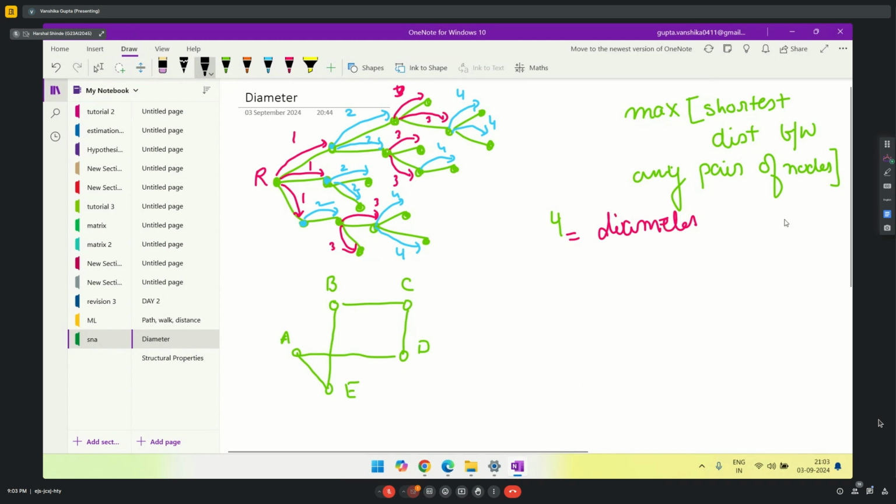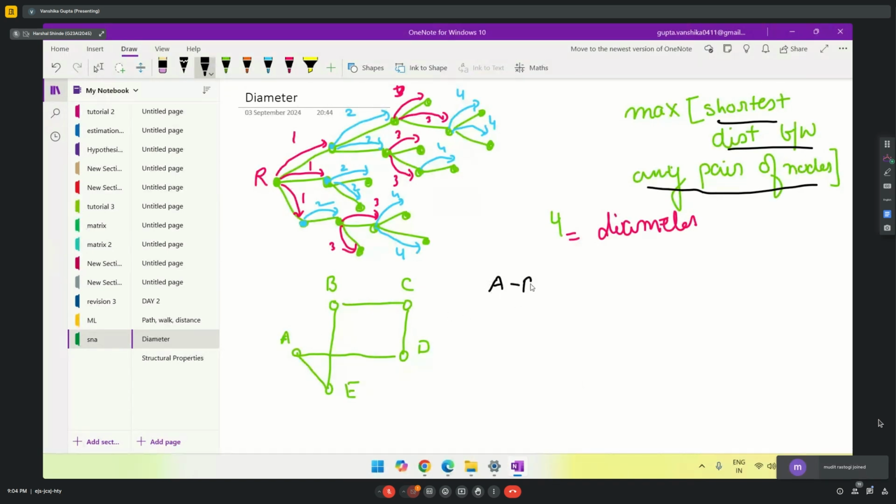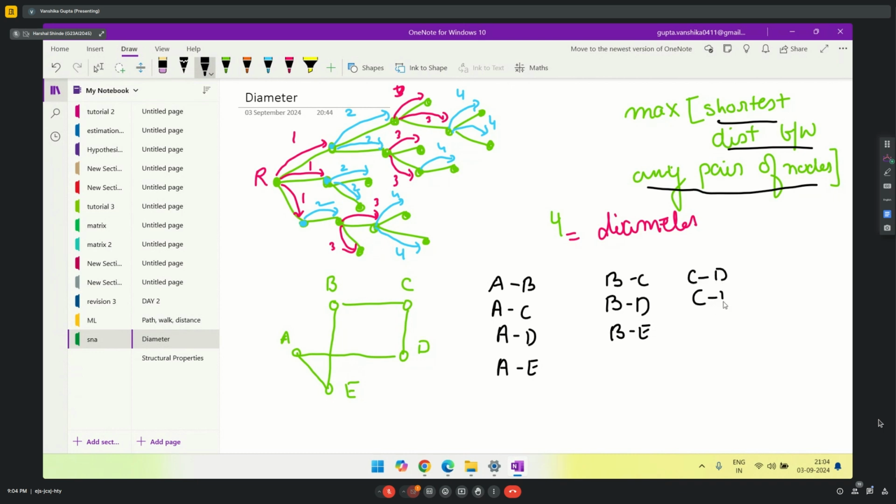I'll use the definition that I have given before. First, I need to calculate the shortest distance between all pairs of nodes. So let me first make all pairs of nodes. What will be the pairs I'll get here? A to B, A to C, A to D, A to E, then B to C, B to D, B to E, C to D, C to E, D to E. These are my pairs.